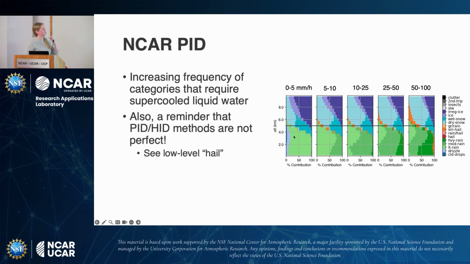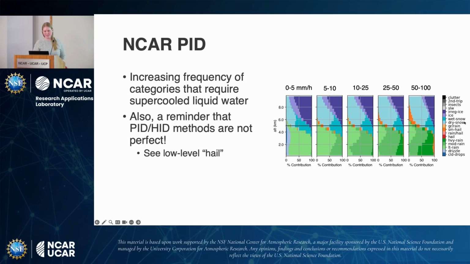This just confirms what we've already seen, but we can also look at the CFADs of the NCAR PID for the different rain rates. Again, light rain on the left, heavy rain on the right. Here, dark green is heavy rain, and lighter green is weaker rain. And these oranges are graupel, wet snow, but again, more indicative of quantities that would have supercooled liquid water.